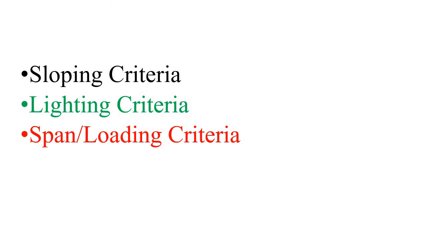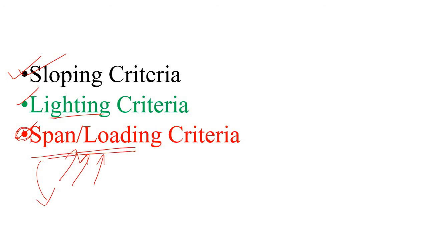Okay, so there are mainly three criteria for selecting any truss. The first criteria is sloping criteria, the second one is lighting criteria, and the most important is the span or loading criteria. Now why am I considering this a single criteria? I can consider it as two different criteria, that is span and loading, but I am considering this as a single criteria. Why? Well, at the end of the video you will get the answer.